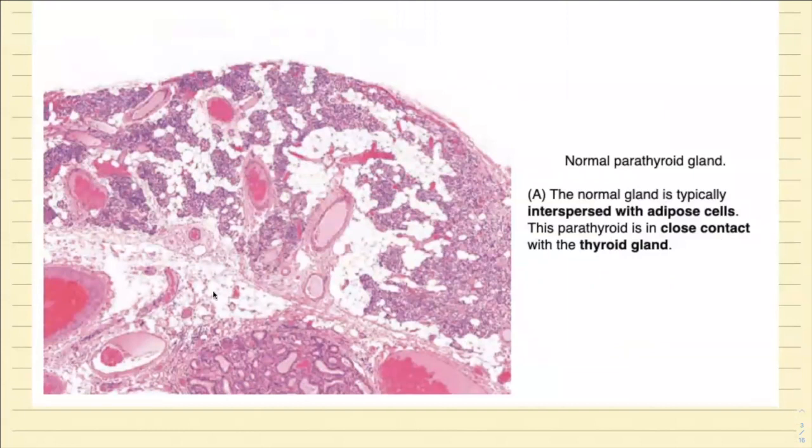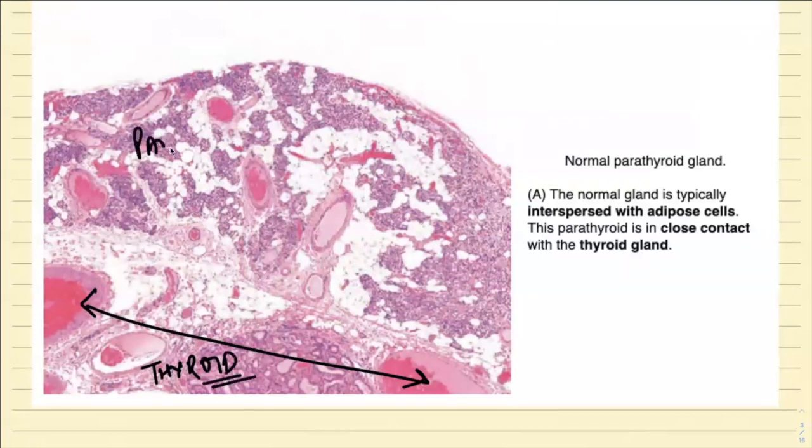Now, actually, what is happening is that the parathyroid is lying very close to the thyroid. So if you look over here, this is your thyroid. And very close to the thyroid, the parathyroid is present. So this is your parathyroid.